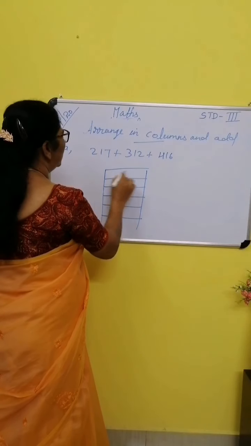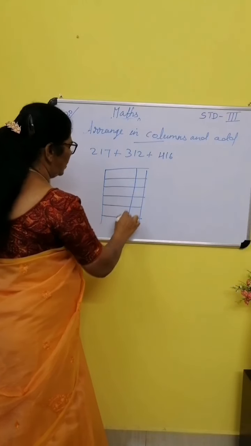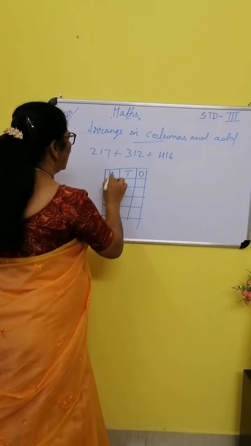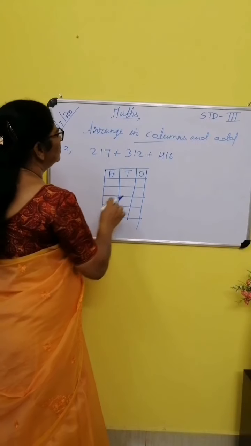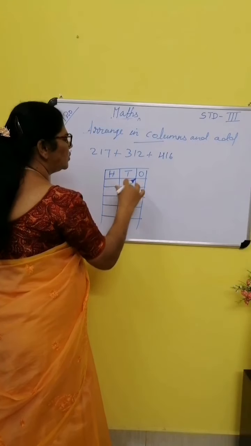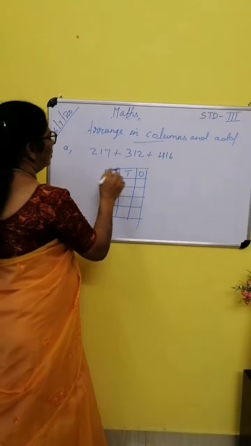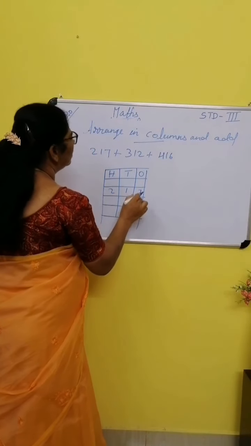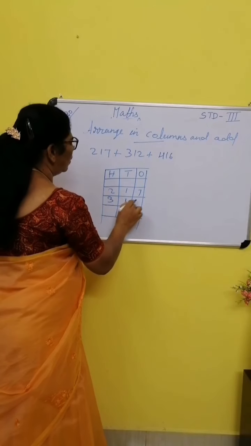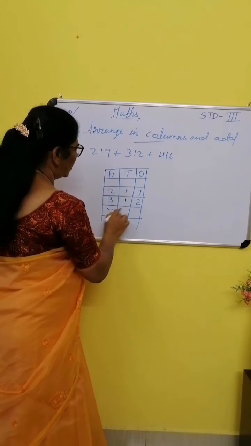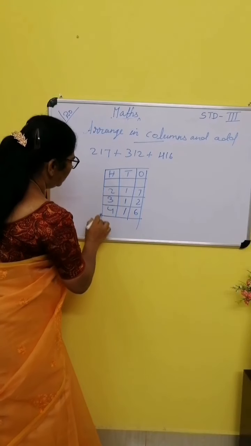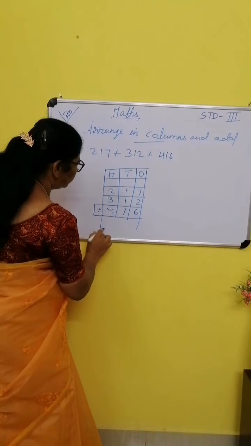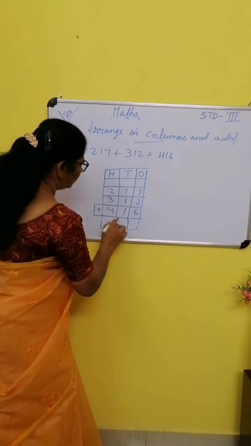Let us write ones, tens, hundreds. The first column you can leave for writing the remainder. Then write 217. Next one 312. Next one 416. Outside the column you can put the plus, and this is for writing the sum.